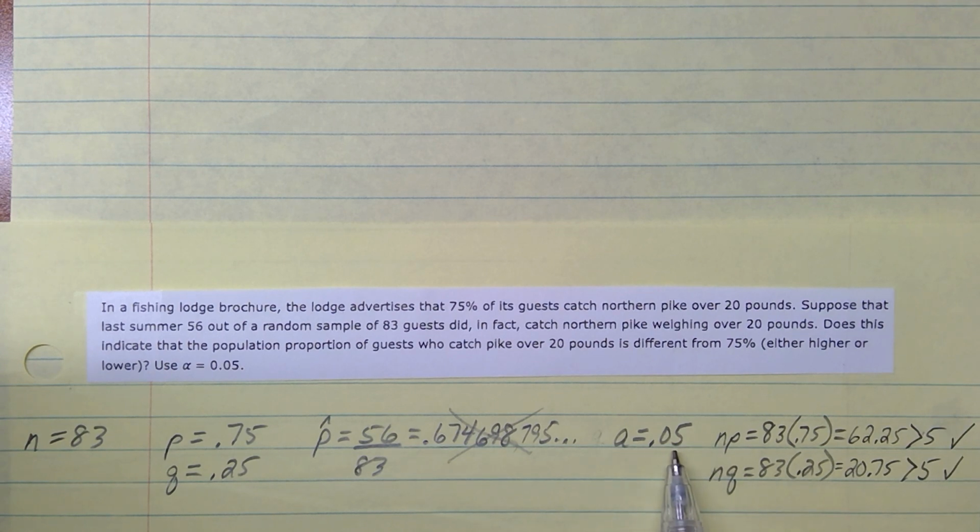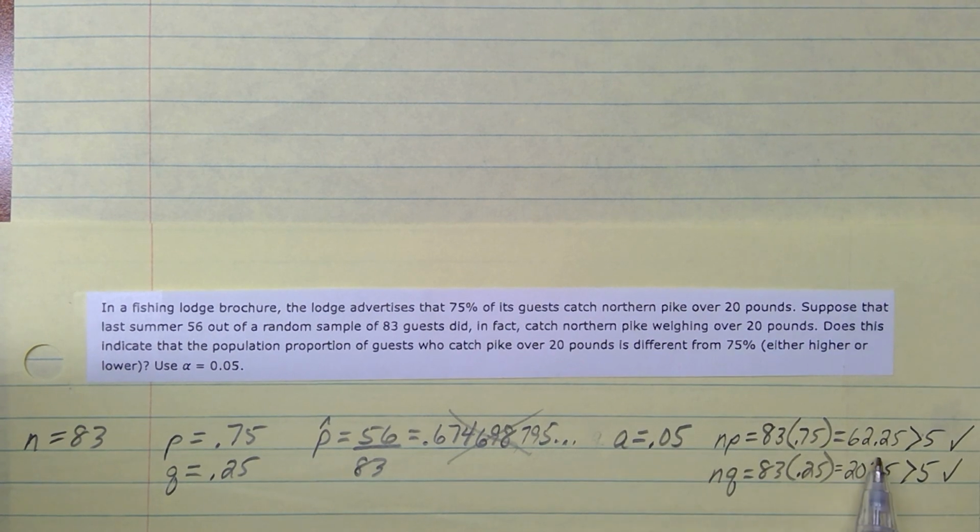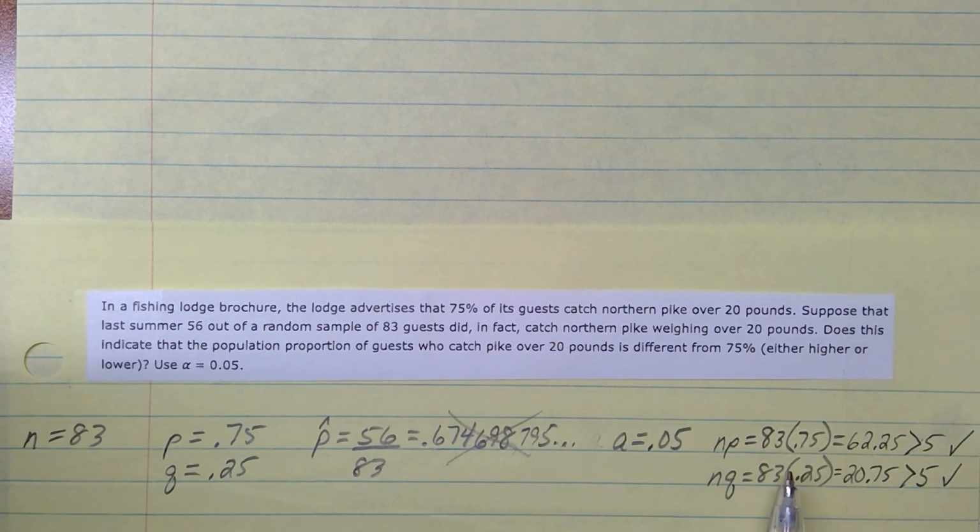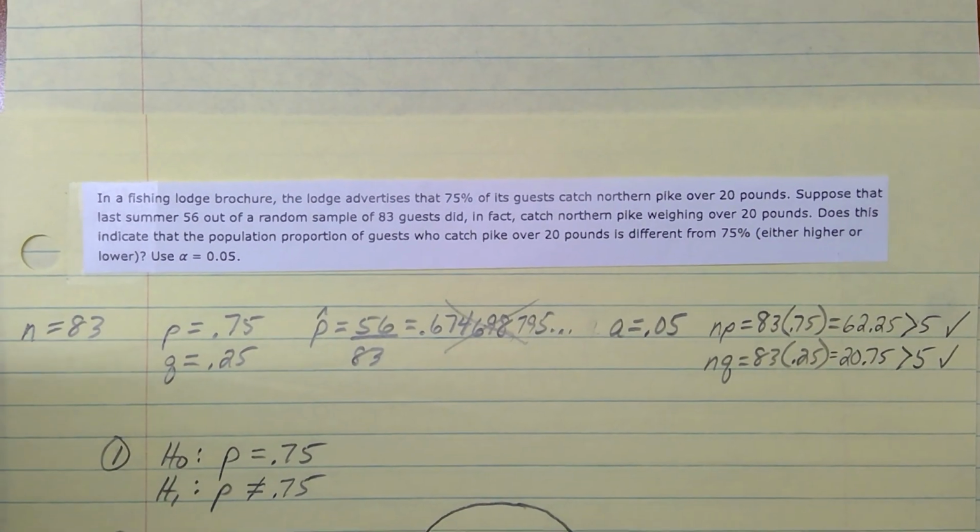Alpha level 5%. Now, we're going to do a two-tailed test here, so I'm going to have to split that 5% into 2 parts. We'll do that in a second. Check your conditions, because you want to know if your distribution is going to be like a normal distribution curve. N times P, 83 times 75%, gives us 62.25. That's bigger than 5. Check. N times proportion of failure, that's 83 times 25%. That's 20.75. That's bigger than 5. As long as both of them are, you can continue, and you can assume that your distribution is approximately normal, and you can use the Z table. You can get a Z score.